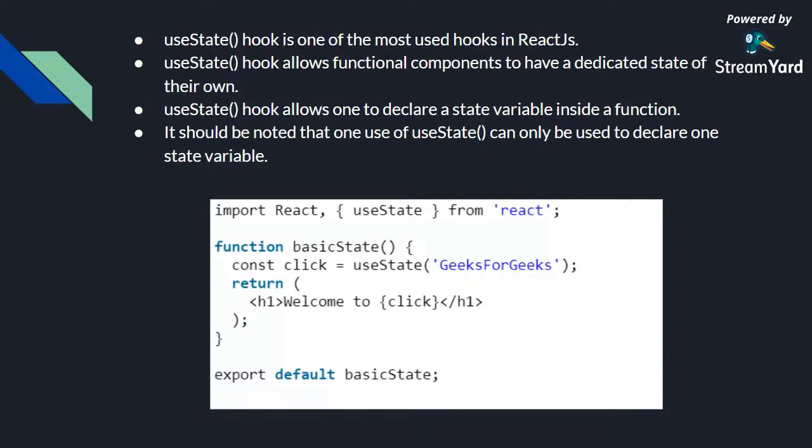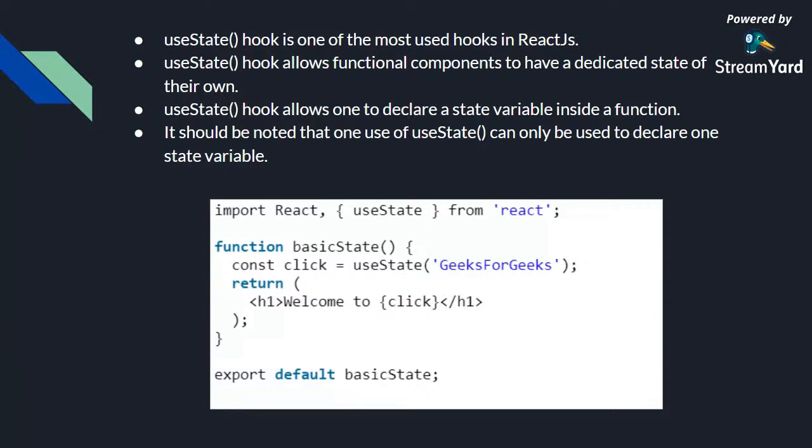So the useState hook allows one to declare a state variable inside a functional component. It should be noted that useState can only be used to declare one state variable. So one useState hook can be used to declare one variable only. One useState hook cannot be used to declare multiple state variables. One useState hook belongs to one variable. If you want to have another one, you need to use the useState hook again and have a separate variable.